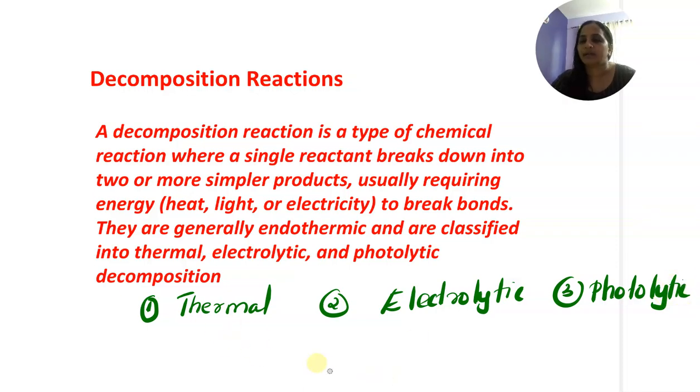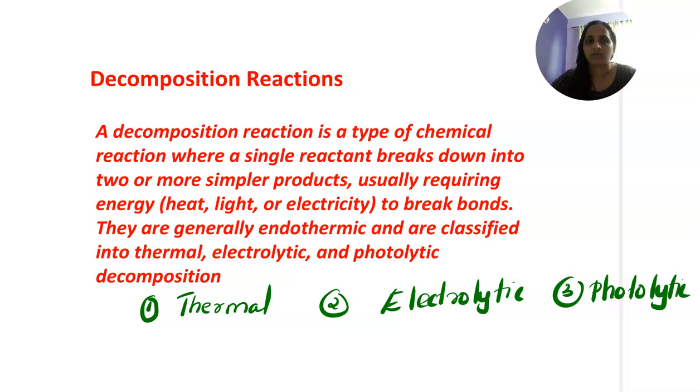So what is thermal decomposition? From the word you can identify that. Thermal decomposition means a decomposition reaction caused by giving heat or temperature to the reactant. We have to supply energy in the form of heat to decompose that reactant. Then next is electrolytic decomposition. Electrolytic decomposition means we have to give electricity for the breaking of bonds. Then third is photolytic decomposition. Photolytic decomposition means if the decomposition happens in the presence of light, that is known as photolytic decomposition.